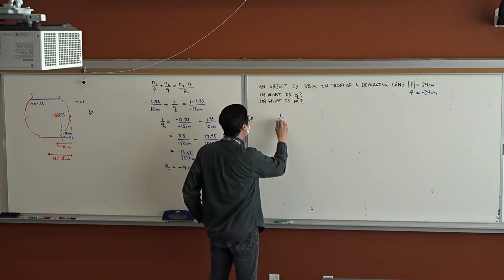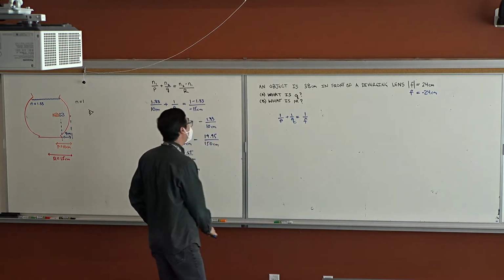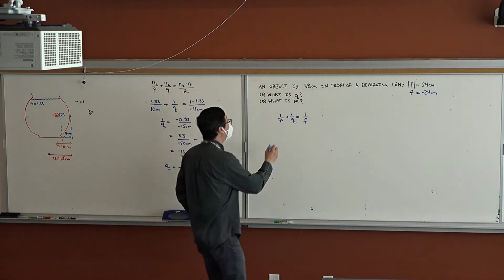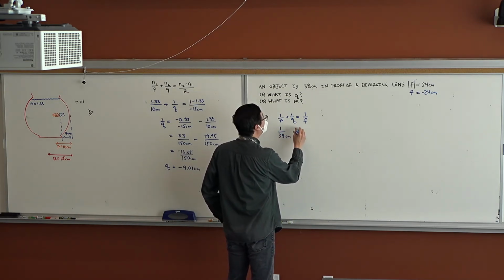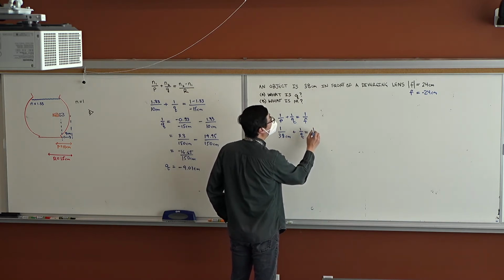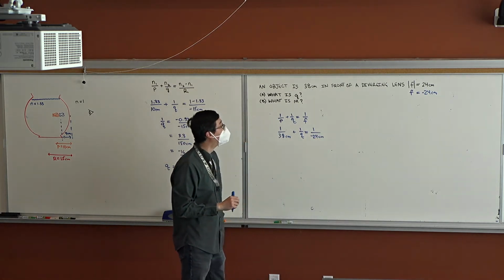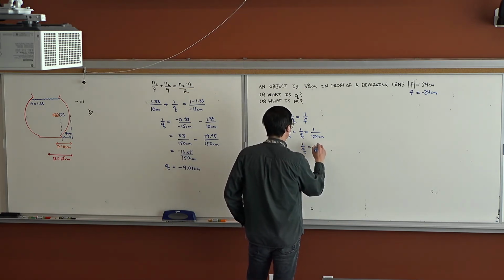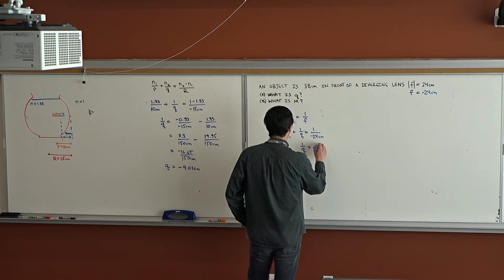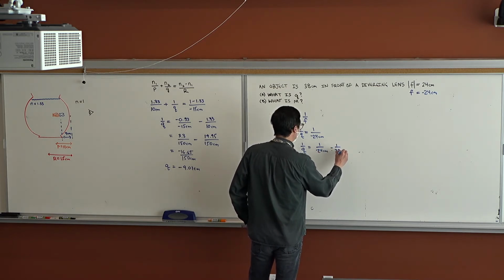well, we can use 1 over p plus 1 over q is 1 over f. And so 1 over 38 centimeters plus 1 over q is 1 over minus 24 centimeters. And so 1 over q is 1 over minus 24 centimeters minus 1 over 38 centimeters.